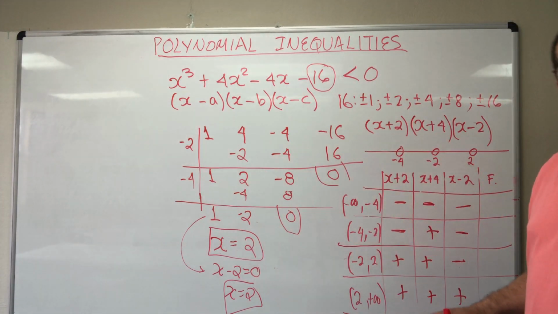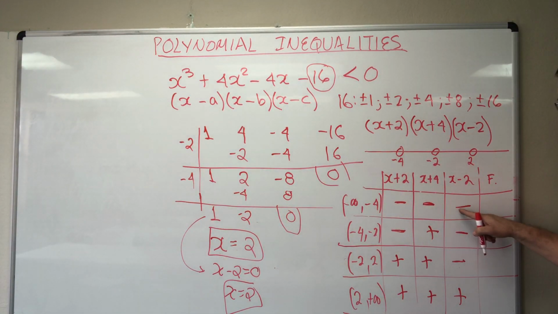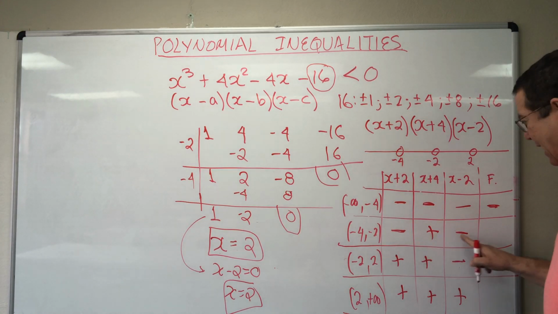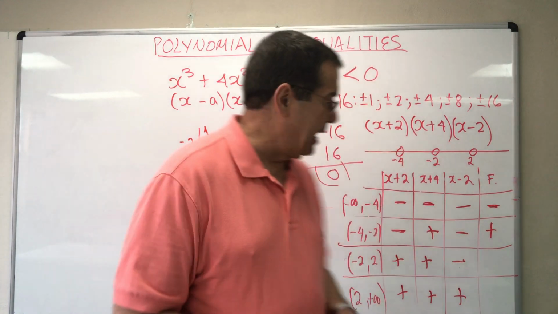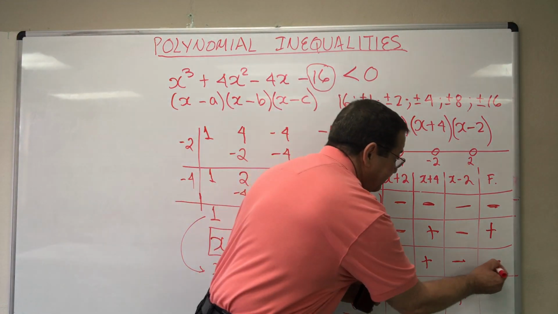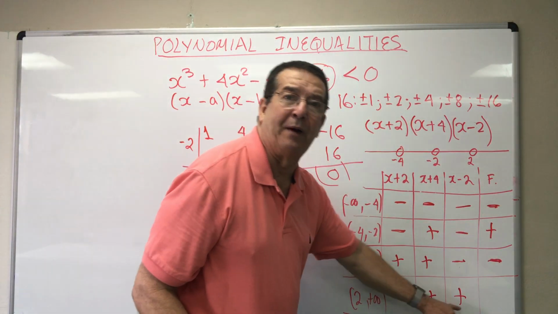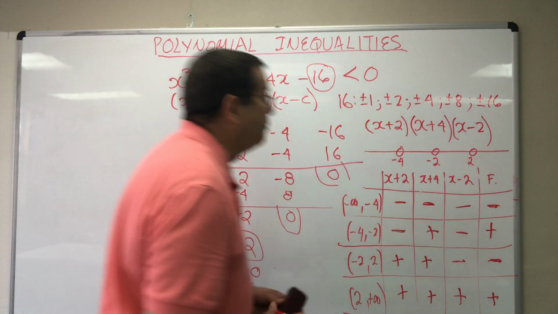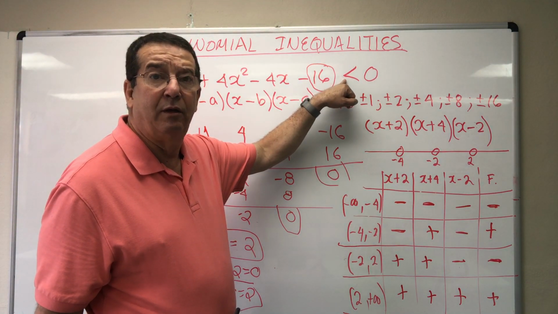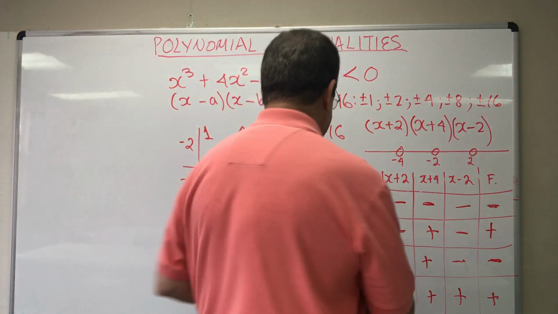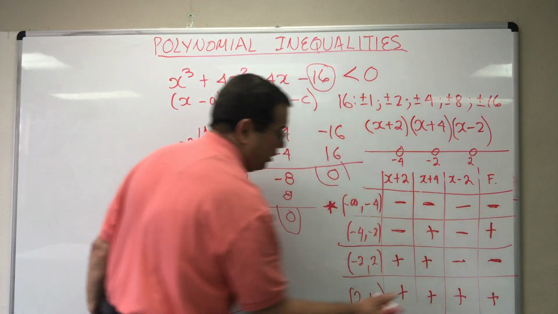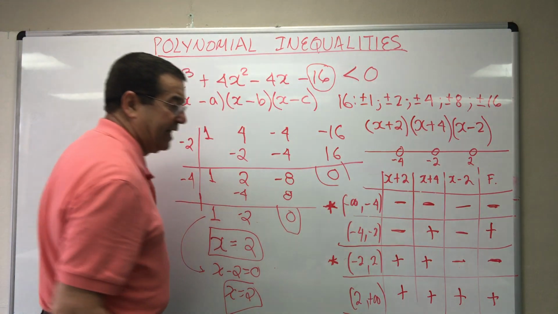And when you multiply the signs, negative times negative times negative is going to be negative. Negative times negative times positive is positive. Okay? And now, positive times positive times negative is negative. And positive times positive times positive is positive. And come back to my question. I need to find the solution when the polynomial is less than zero. Here in this row it is less than zero. In this row it is less than zero.